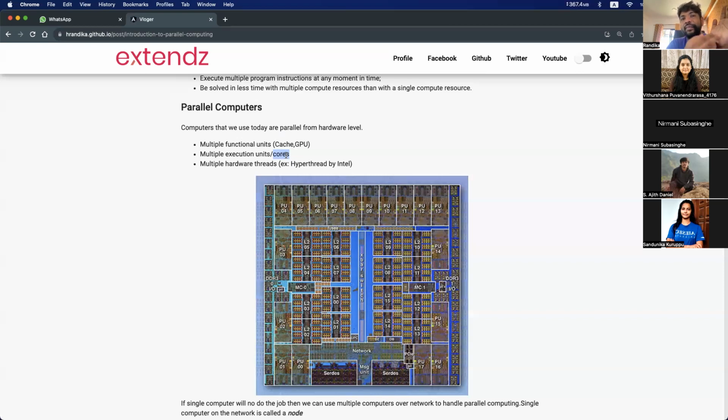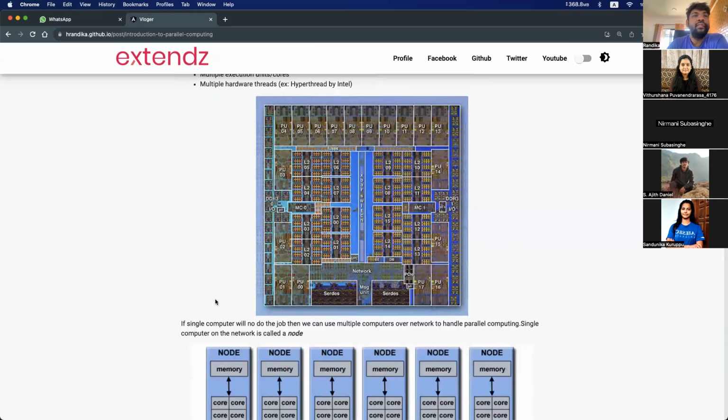The parallelism comes from these kinds of implementations. And there are these multiple hardware threads, like the Hyper-Threading by Intel. Right now, as of today, these are not in use, but they were one of the enabling factors for parallel computers. But nowadays, you won't find this in computers. So to enable parallelism, we have multiple functional units, we have multiple execution units. These things are enabling us to get into parallel computers.